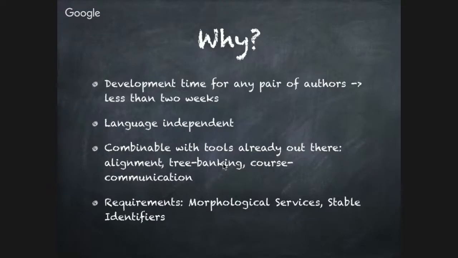You can do that for Latin, Greek, French, English, Italian, doesn't matter. It's combinable with all the tools we already have: alignment, treebanking, course communication, course content management system, and so on. The only requirement you have is that you use stable identifiers. That is not even a strong requirement, but it's a desirable thing, and that you have a morphological analyzer. That's also only a desirable thing. It would work without those things, but it works better and quicker with them.